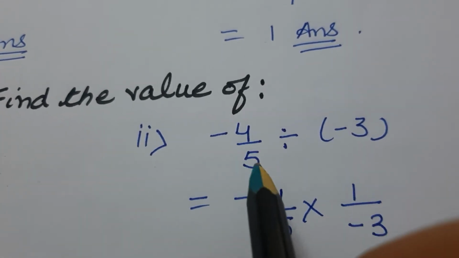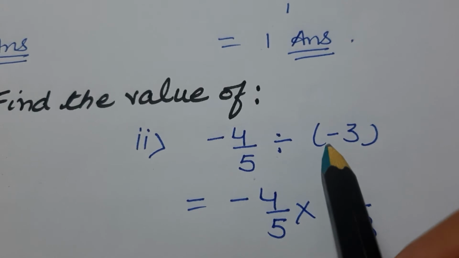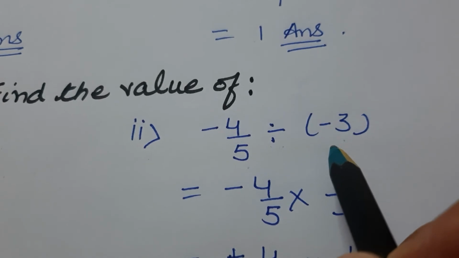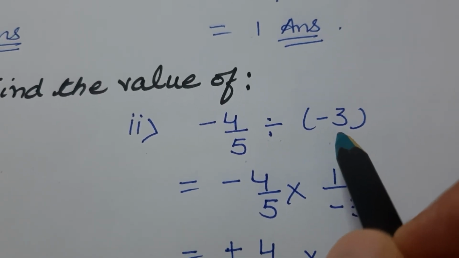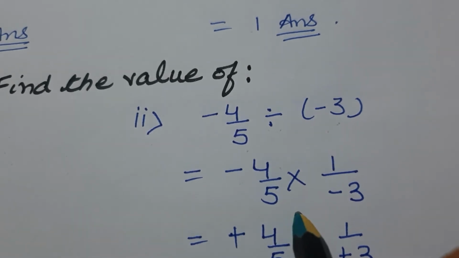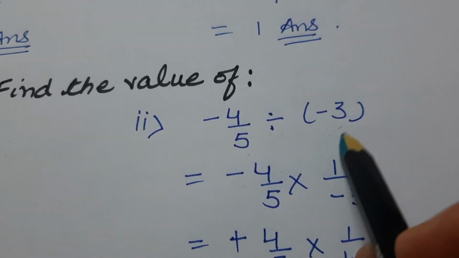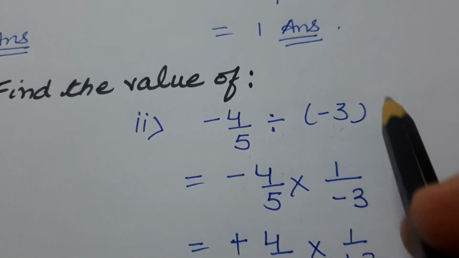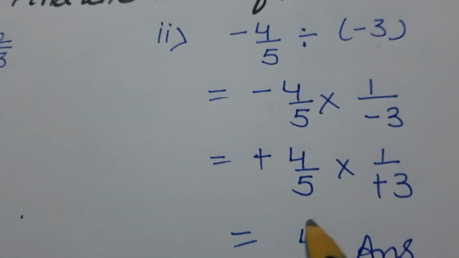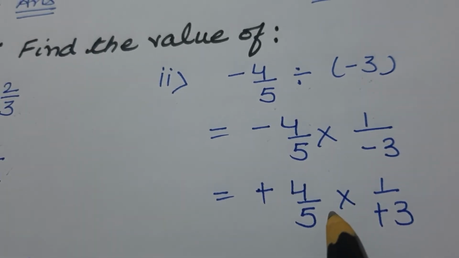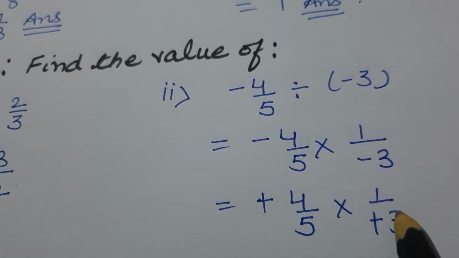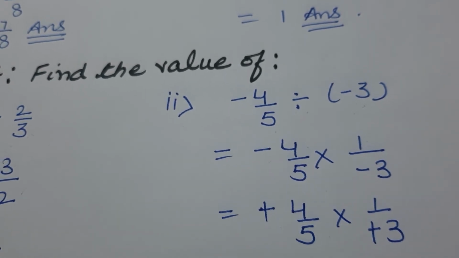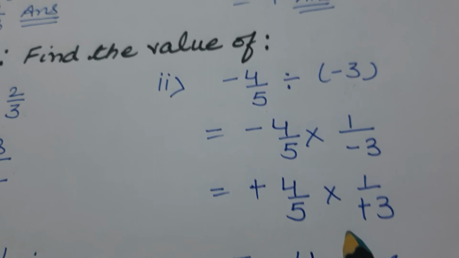Here, minus 4 by 5 divided by minus 3. First we will remove this division sign by taking the multiplicative inverse of minus 3. Now minus 4 by 5 as it is, and the multiplicative inverse of minus 3 is 1 over minus 3. Numerator becomes denominator, denominator becomes numerator. So now we will solve it. Again we will write the statement. Now there is no common factor between the digits. We will cancel the two negative signs, because two negative signs are there, both will be cancelled.